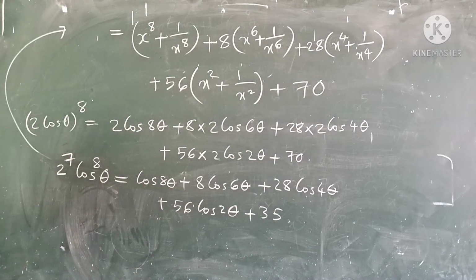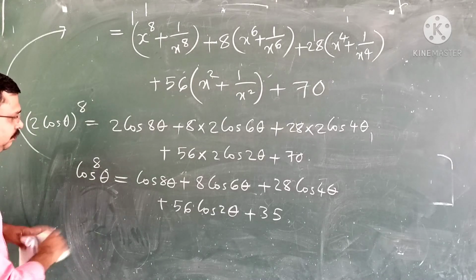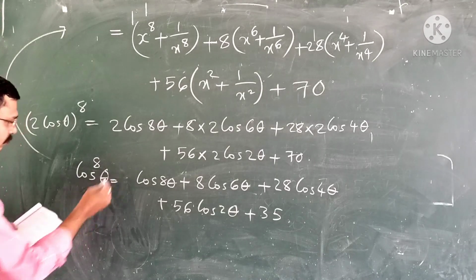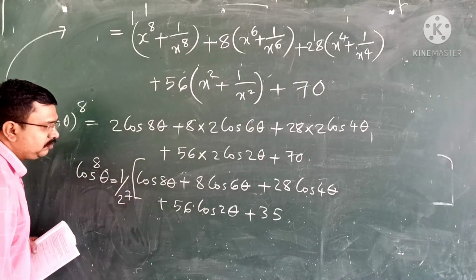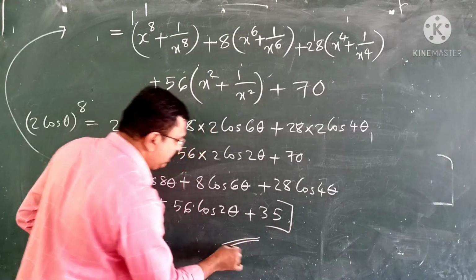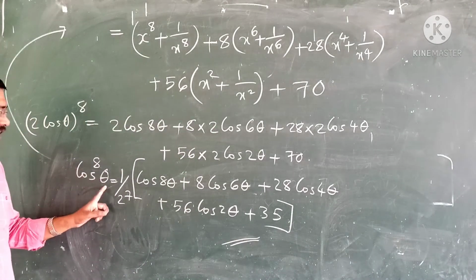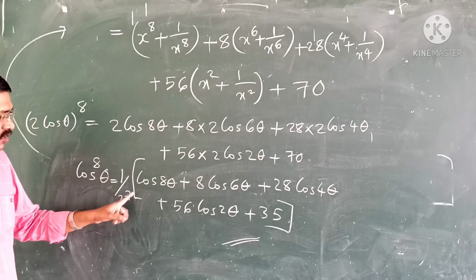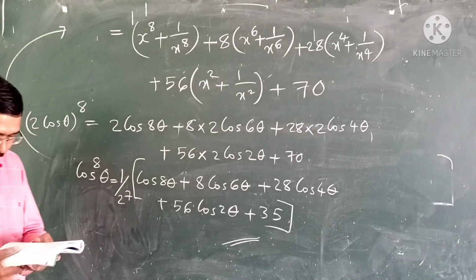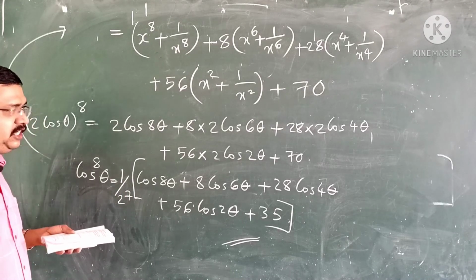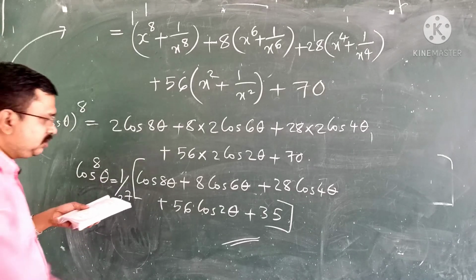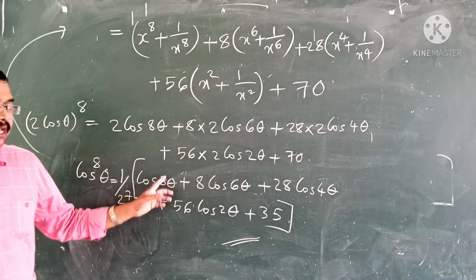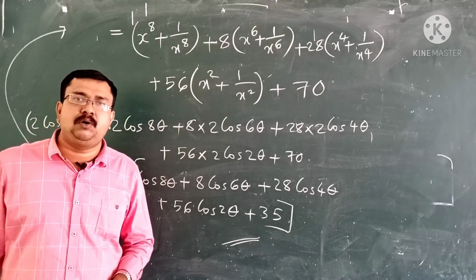Therefore, in the next step we can write cos raised to 8 theta is equal to 1 by 2 raised to 7 into this. This is the final answer: cos raised to 8 theta is equal to 1 by 2 raised to 7 into (cos 8 theta plus 8 cos 6 theta plus 28 cos 4 theta plus 56 cos 2 theta plus 35). Please write it down in your notebook.